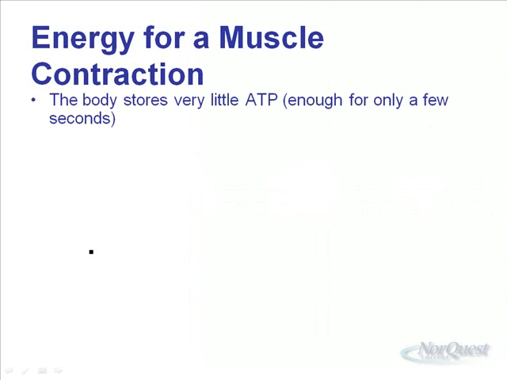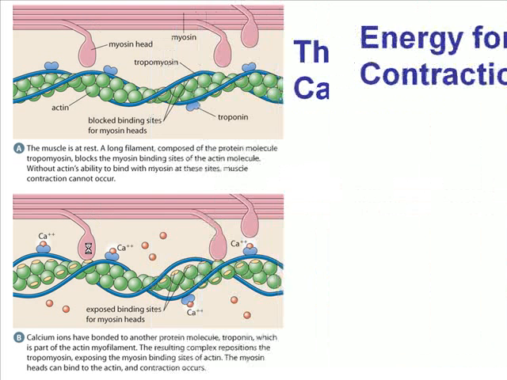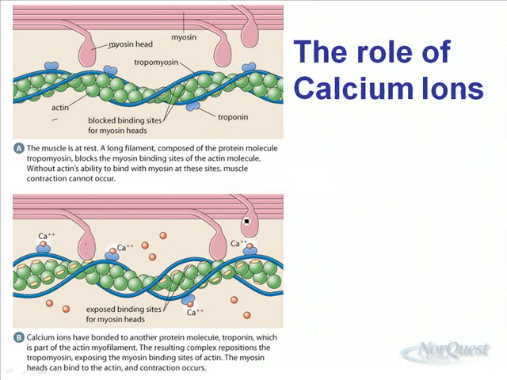So the energy for all of this, the ATP, and remember, I'm just going to go back one slide here. These myosin heads are going to pull on the actin strand, but in order for them to pop back off, we have to have ATP to release myosin and actin.